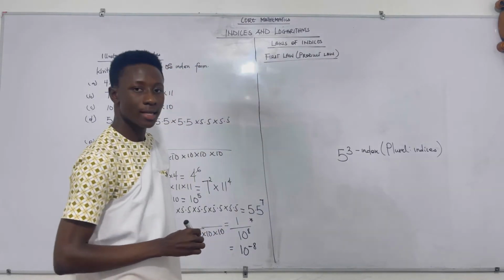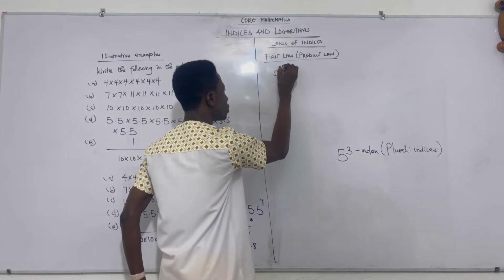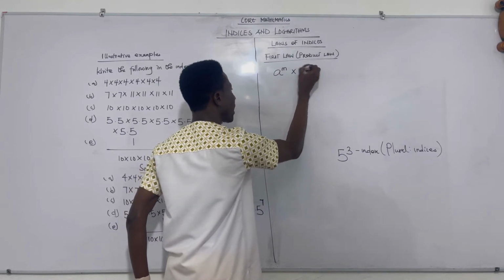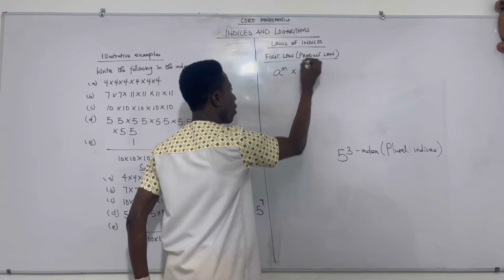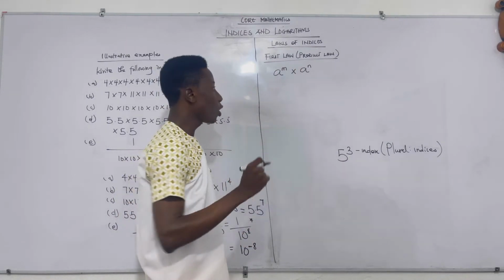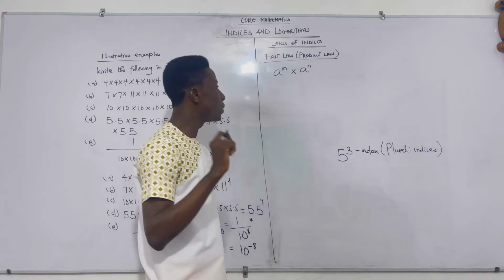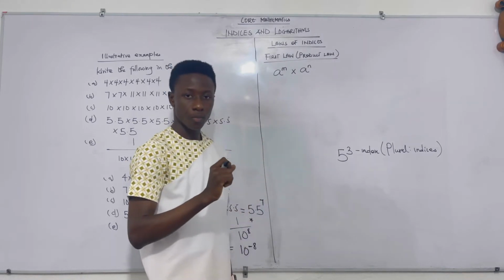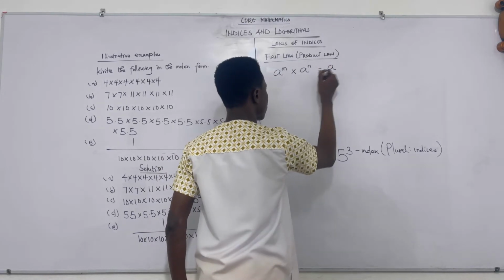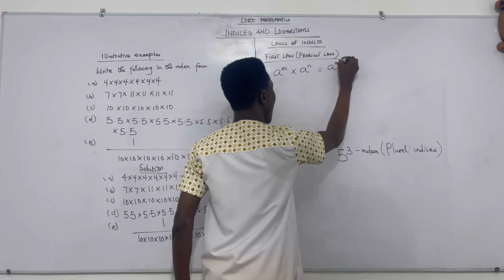The first law states that when you have a term with a power multiplying the same term with a power, the power can be the same or different. What you should be looking out for is the similarities in the bases. Are the bases the same? If so, then pick one of the bases, and then since they are multiplying, just add the powers.